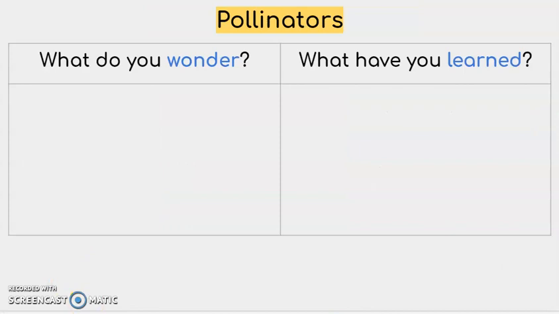So now that we've talked a little bit about pollinators and pollen, what questions do you have? What might you be wondering about pollen and pollinators? And at the end of the week, we'll discuss what we've learned.